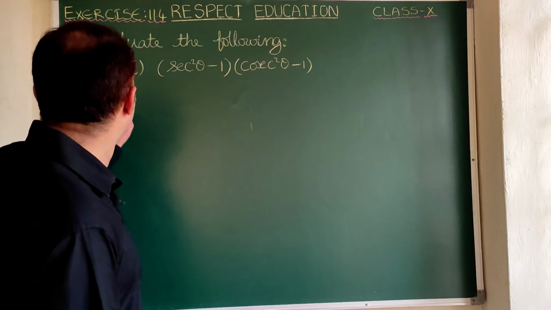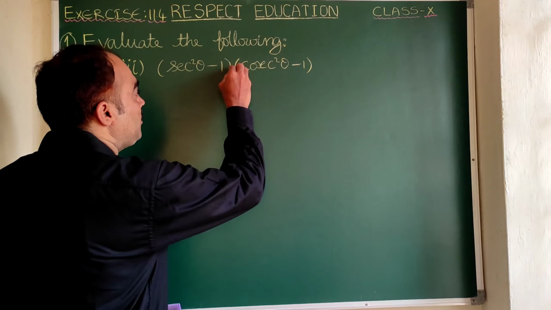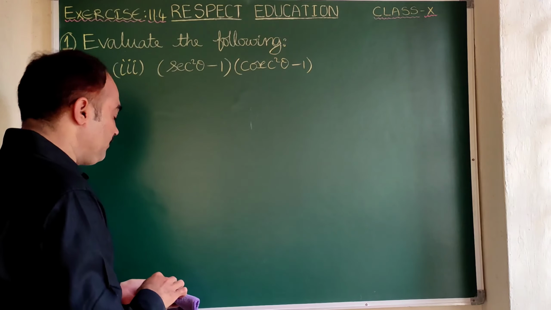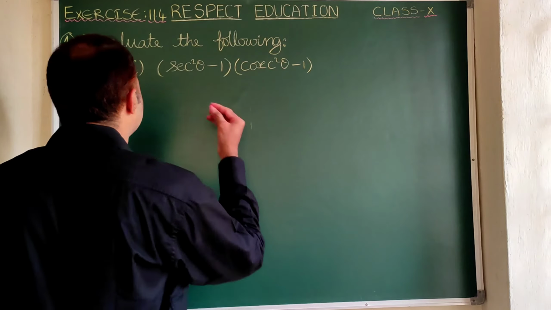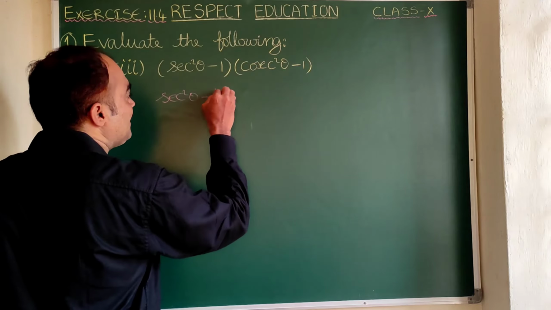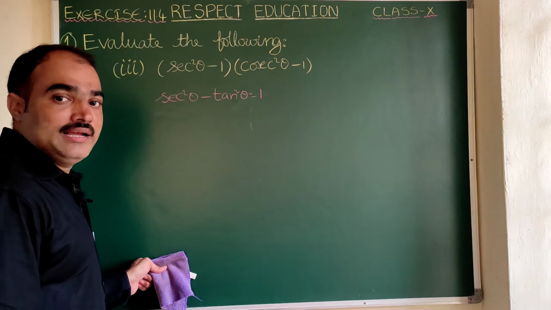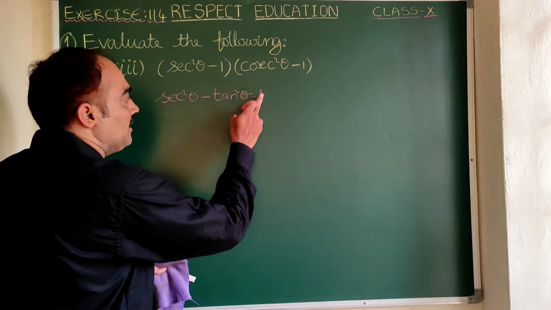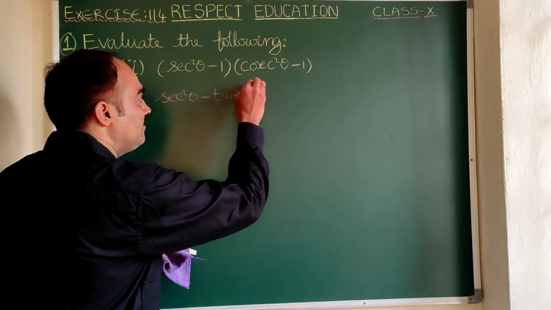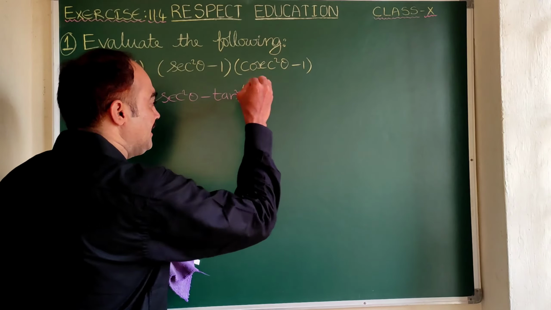Now we see first problem, third bit, that is secant square theta minus 1 into cosecant square theta minus 1. So here let us write the suitable formulas. Using identities we know that secant square theta minus tan square theta is equal to 1. Is it clear? Here observe carefully. This plus 1, I will bring this 1 to left side. At the same time, I am sending this minus tan square theta to right side.